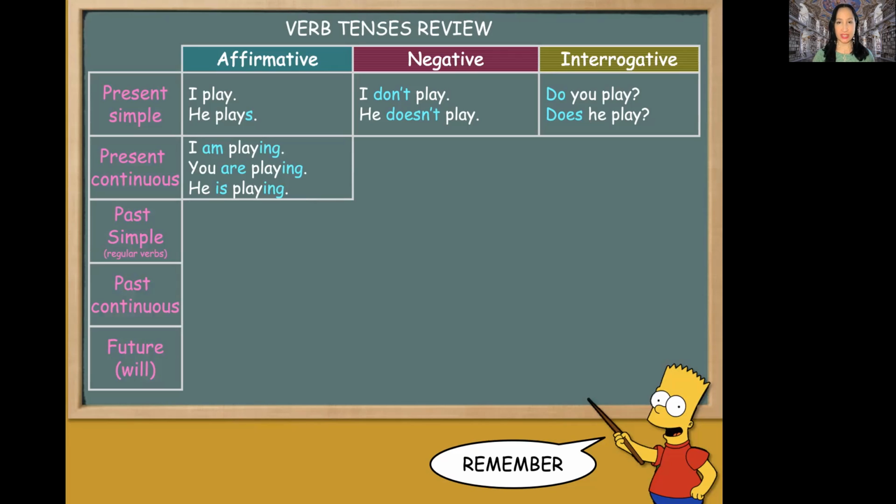Now, what is the negative of present continuous conjugating the infinitive to play? That's right. I'm not playing. You aren't playing. He isn't playing. Okay, so I'm is I am. Aren't is are not. Isn't, it is not. Let's just repeat this one again. I'm not playing. You aren't playing. He isn't playing. All right, fantastic.